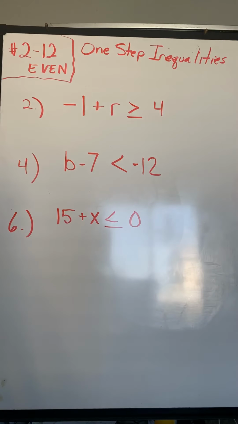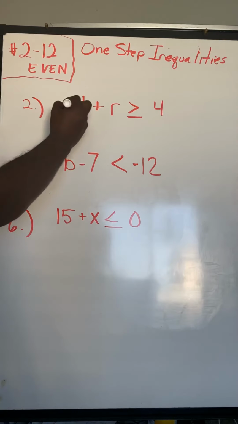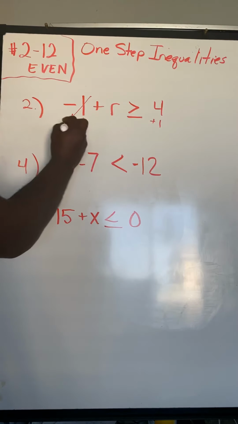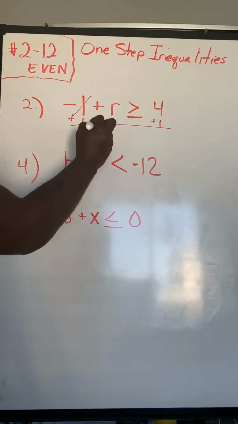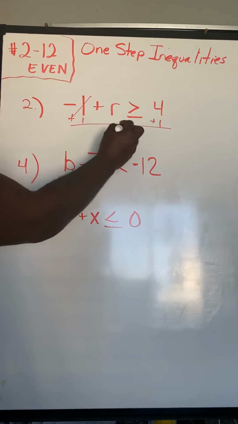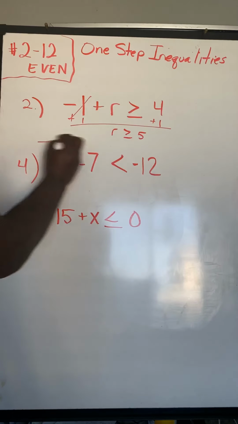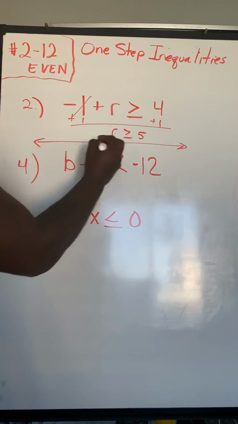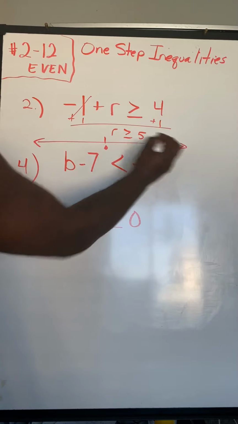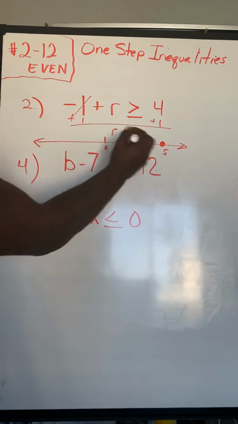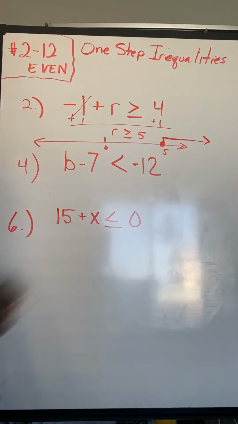So watch carefully. One-step inequality. I have to isolate the variable first. I've got r minus 1, so I'm going to add 1 to both sides. That gets rid of that. I'm left with r is greater than or equal to 5. Go to the number is my first step: 5. Go to the number. Closed circle. It says greater than, so we shade that way.